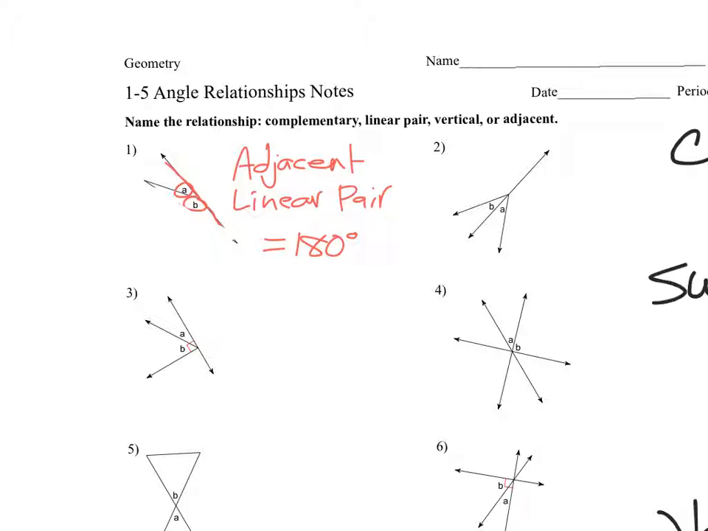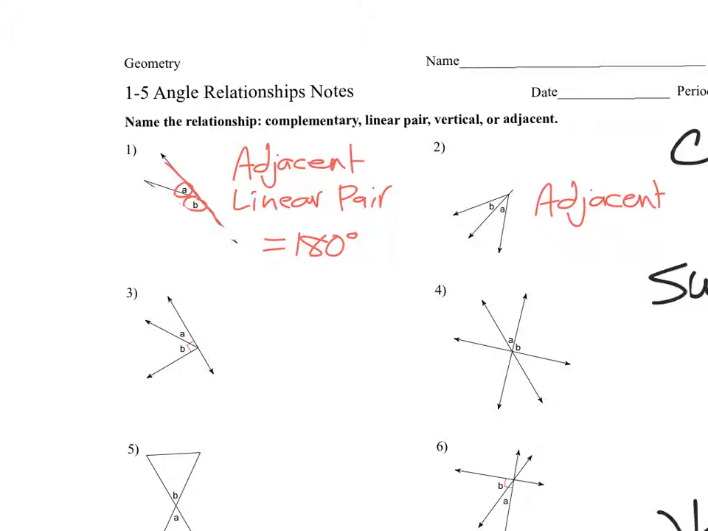What about problem number 2? In this case, A and B are just adjacent. That's it. They're just next to each other. They do not form a line here, so they're not a linear pair. Again, there's some added stuff in here, like this part right here is not necessary in the picture. You're going to learn in geometry that sometimes there are things in here that aren't needed.